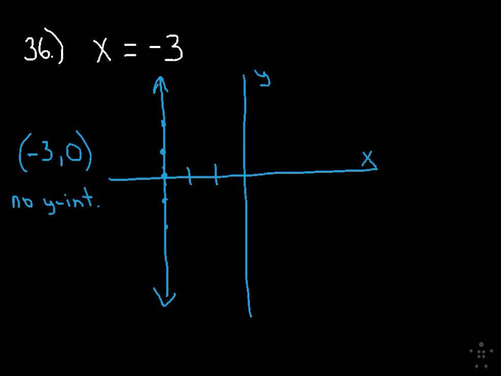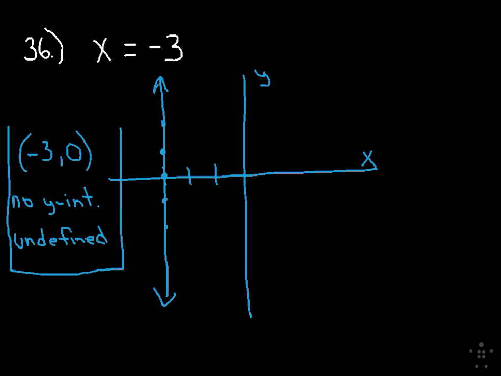And then the next question is, what's the slope? Well, there is no such thing as a slope on a vertical line. Again, think of it as skiing. You're not skiing anymore, you're falling. So that's an undefined slope. So there's the answers for question number 36.